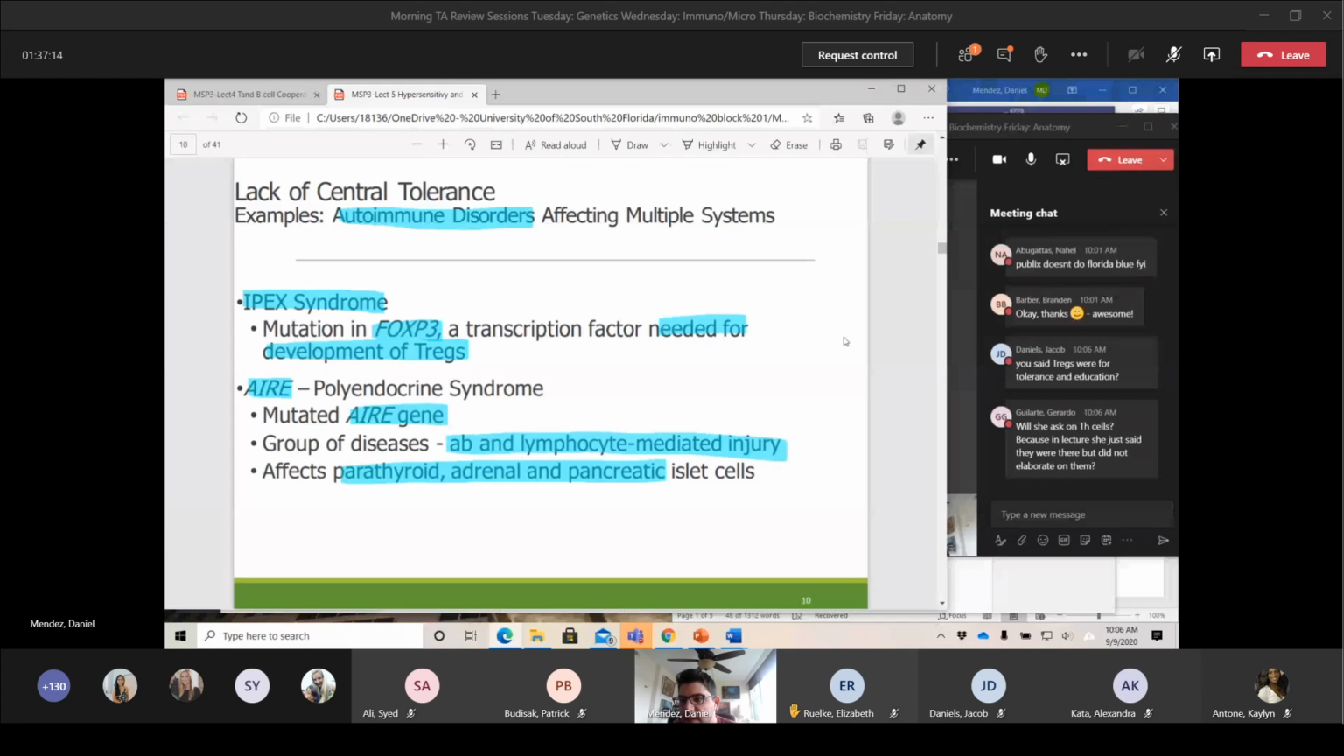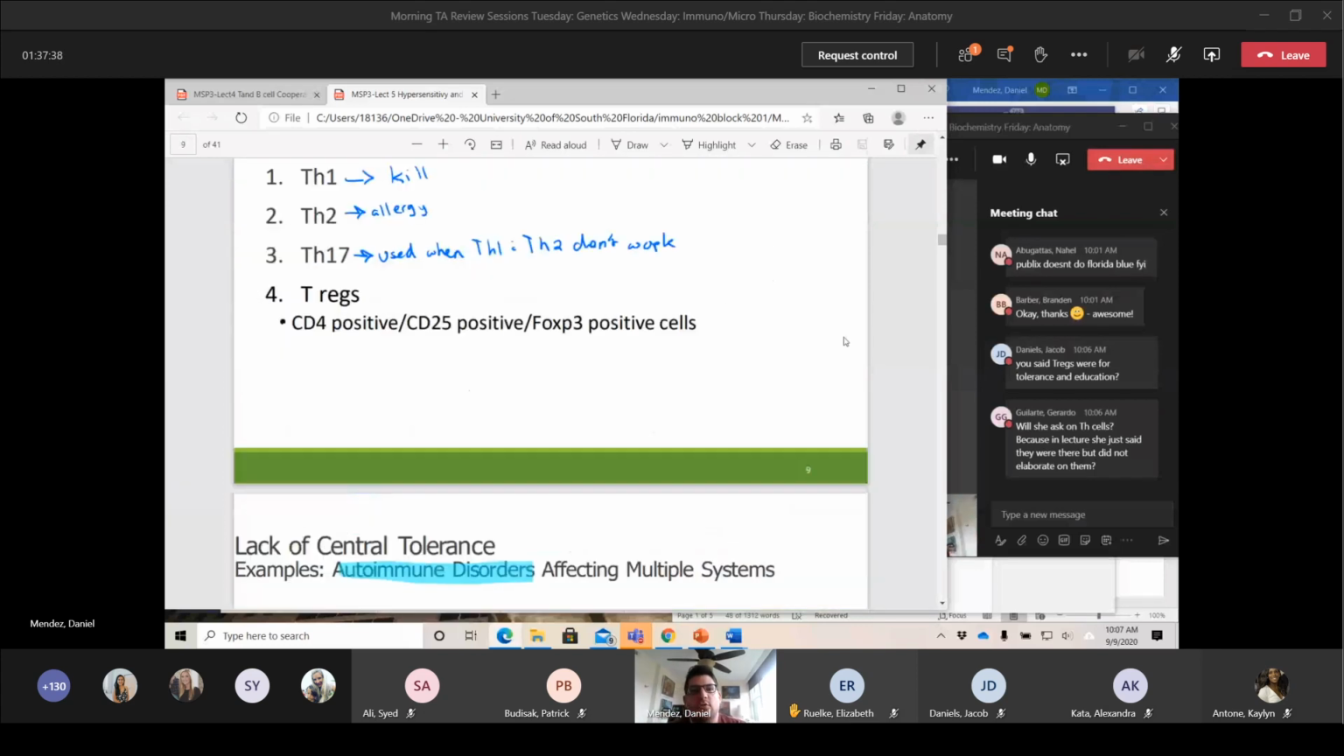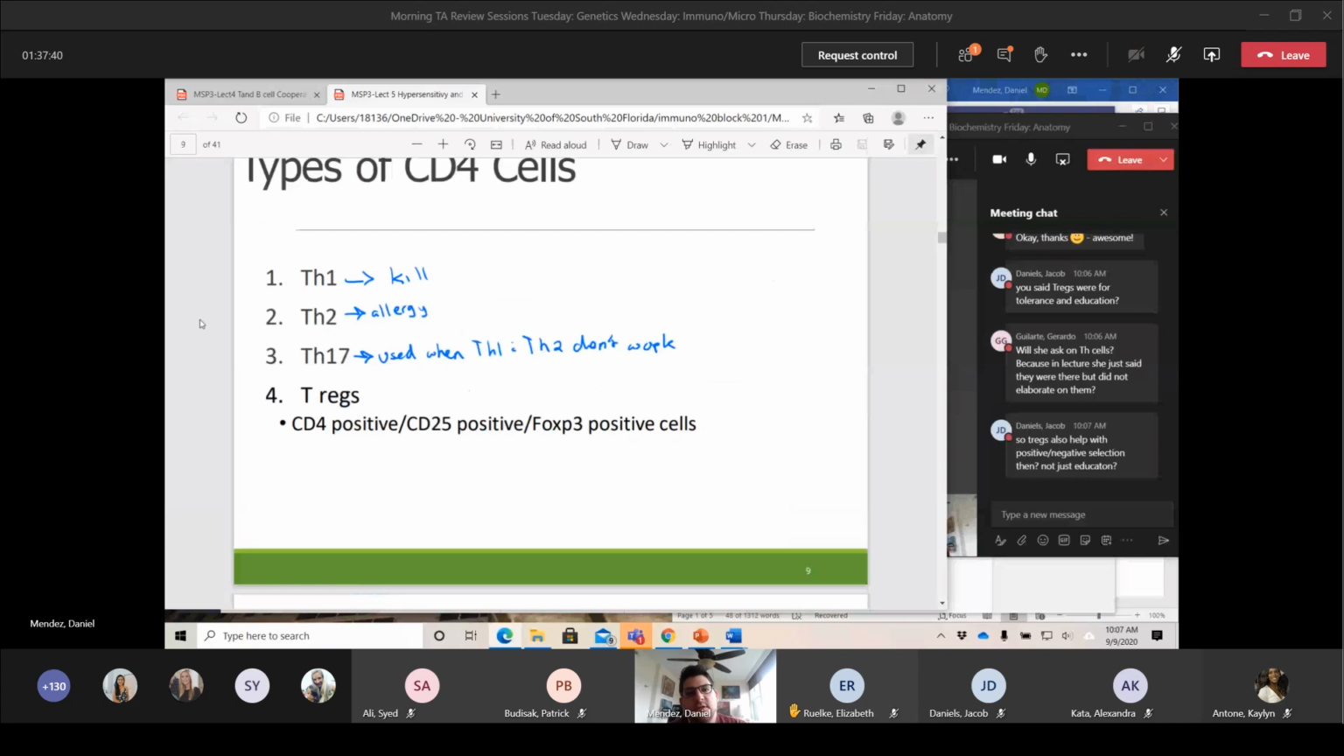Will she ask on Th cells? Yes. She said they were there, but you do not. She will definitely ask on the different types of Th cells. She probably won't ask directly, but in a question stem, she will include it. And you need to be able to go from step 1 to 2 to 3 to 5 all the way back to 1 to answer it. So you need to know these different ones so that way you can answer those questions. So Tregs also help with that.